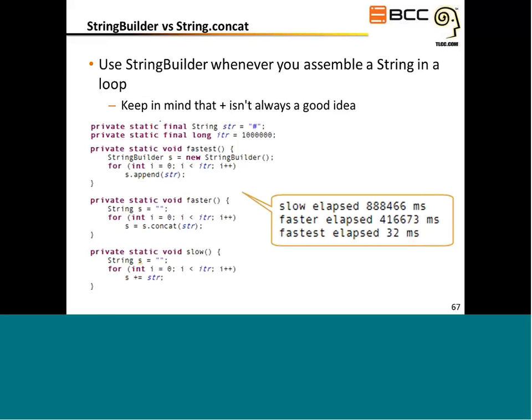We are going from the slow one, which just uses the plus sign. You see this is our pound sign, and we glue together 1 million times. A little faster, another method which should be proven to be faster is the concat, and the fastest is the string builder, and you can see the results.